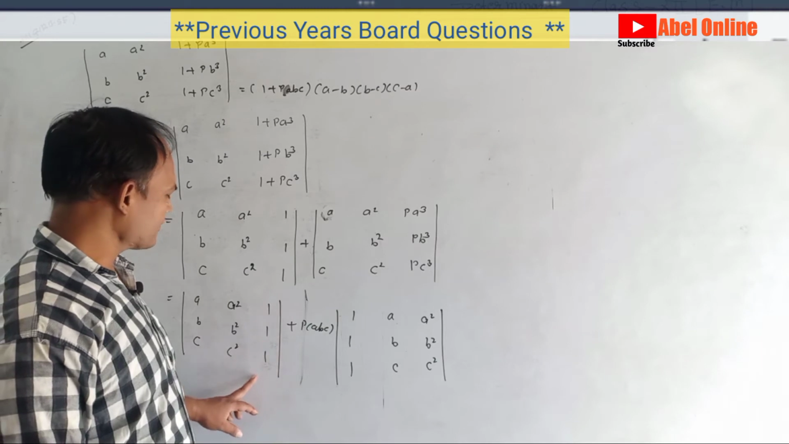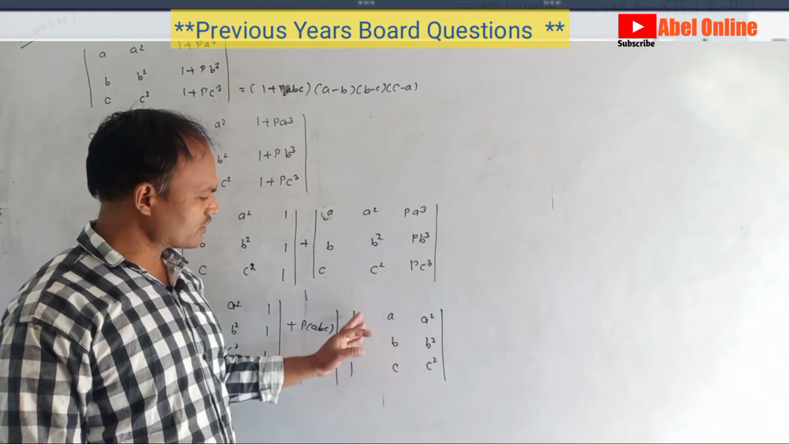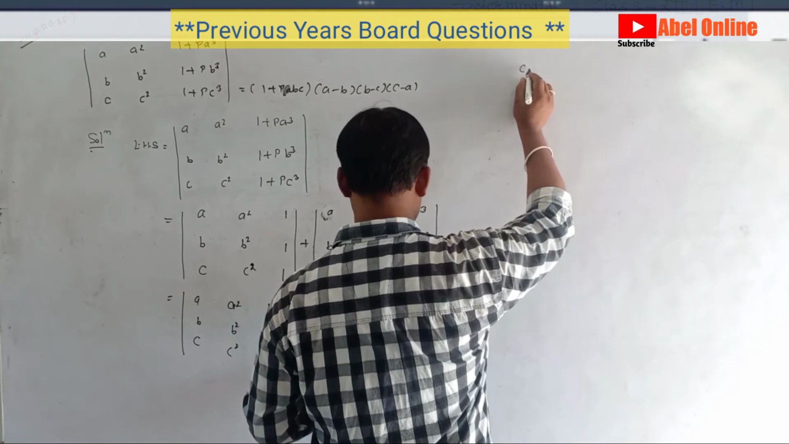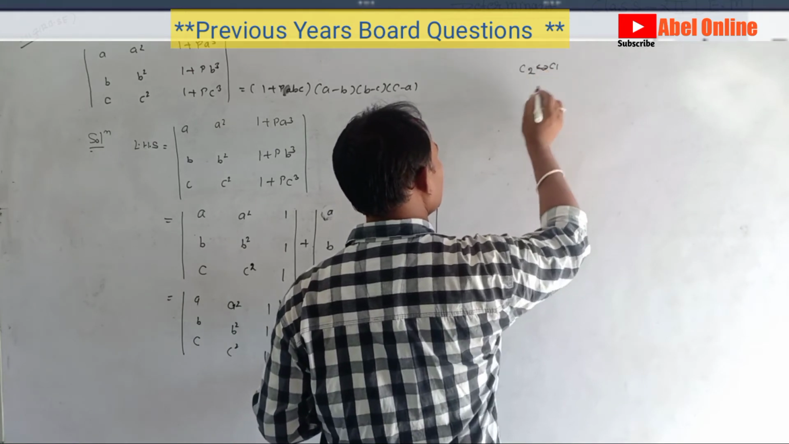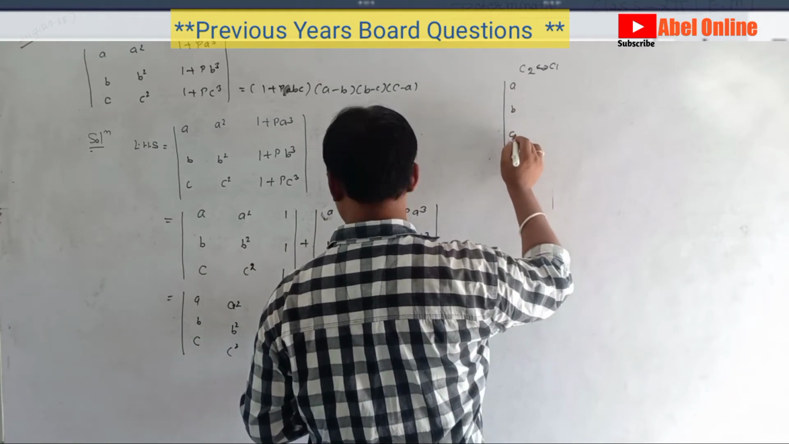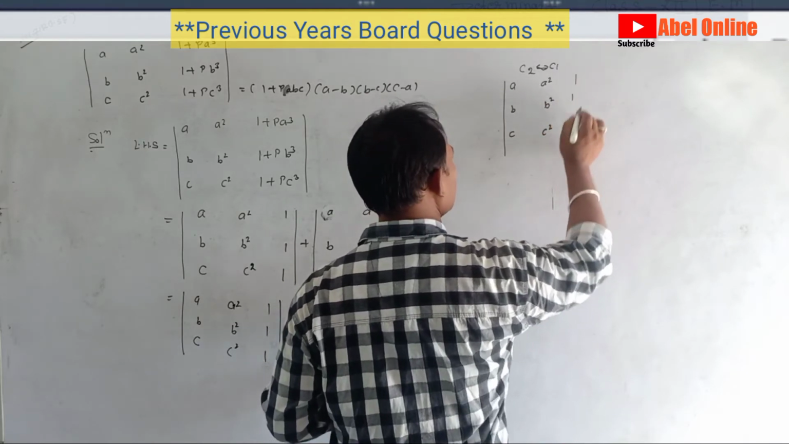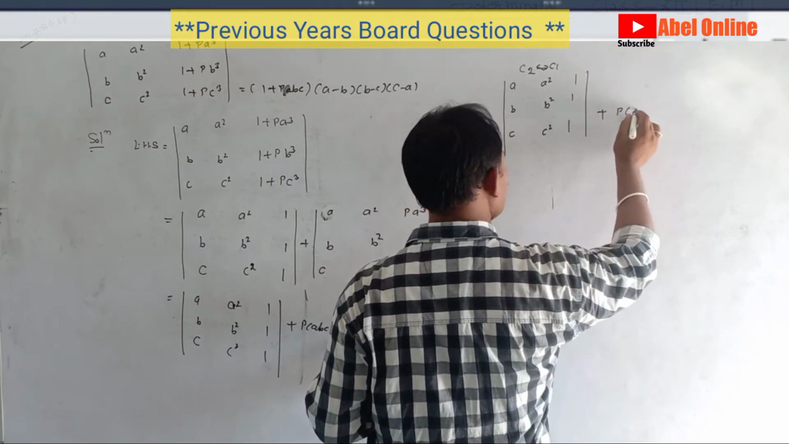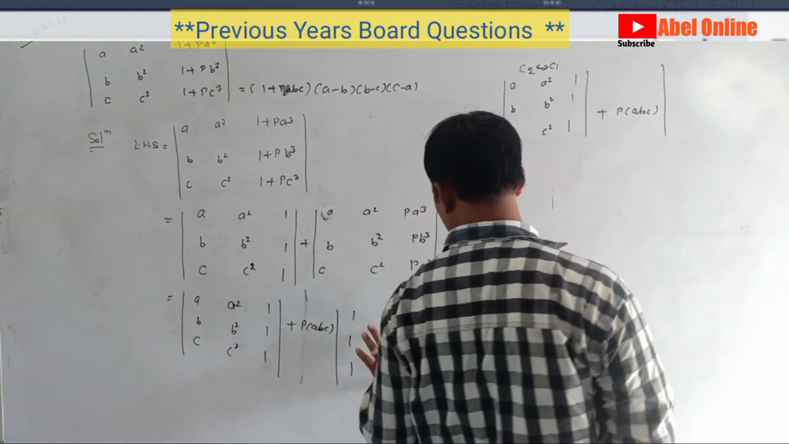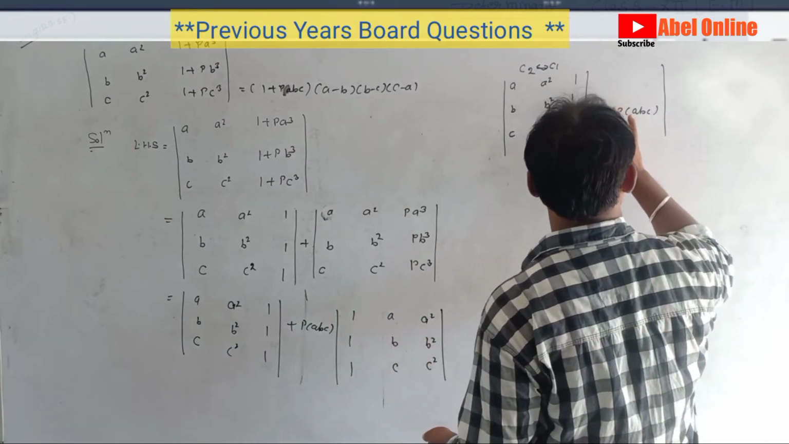1 1 1 is at this place, so we are going to convert it here. This to this means we are going to apply C2 with C1. I am going to change C2 with C1, so it is a b c, a square b square c square, 1 1 1, and here p abc. It is this to this, so we can use a negative sign here.